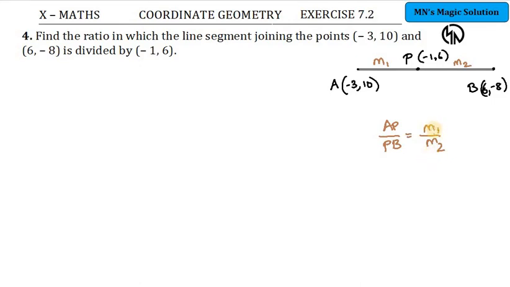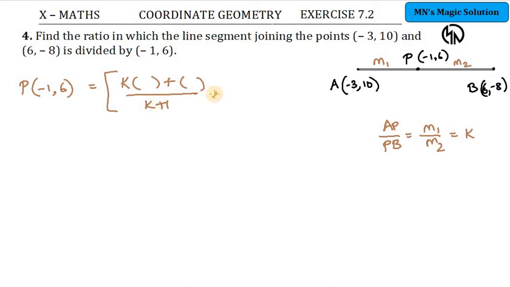So what we can do is, instead of M1 by M2 we can substitute K, and use the formula for sectioning with K. That formula you can apply. So what is P of (-1, 6)? Using K, how will you proceed with the formula? I'll start with K times something plus something divided by K plus 1, comma, this is the X coordinate. Again K times something plus something divided by K plus 1, and this is for the Y coordinate.